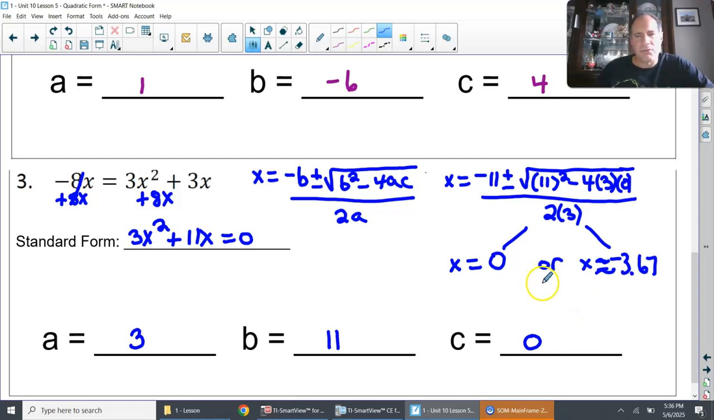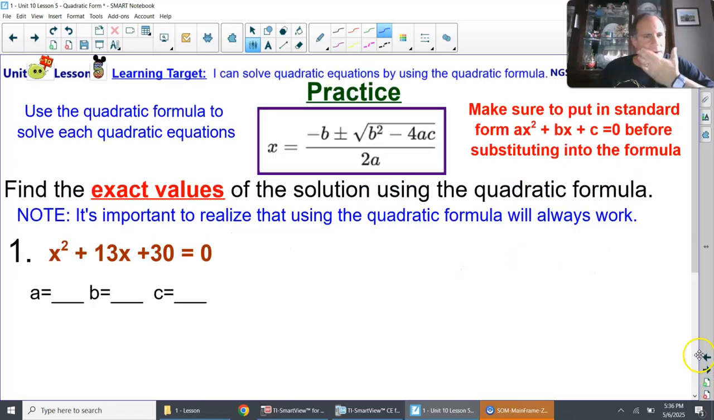So you really don't have to do this. I did it because I wanted to do some extra work here. Not really, but I wanted to show you how you would actually go about solving this. So this should be easy for you.